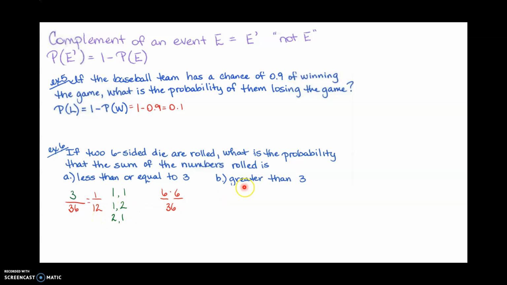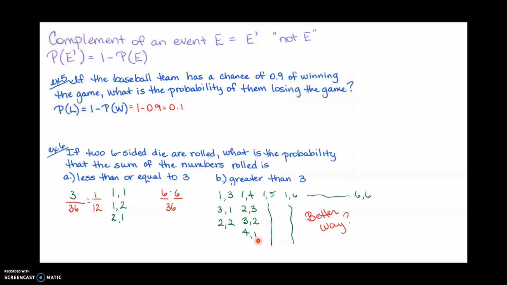All right, then they said find the probability of getting a sum that is greater than 3. Okay, so what kind of numbers are greater than 3? Well, 4. So I could go through and find all the possibilities for 4. That could be 1 and 3, 3 and 1, 2 and 2. And then I could do 5. That'd be 1 and 4, 2 and 3, 3 and 2, 4 and 1. And then I could do 6, and I could do 7, and I could do 8, and 9, and 10, and 11, and 12. There is a better way to do that, right?